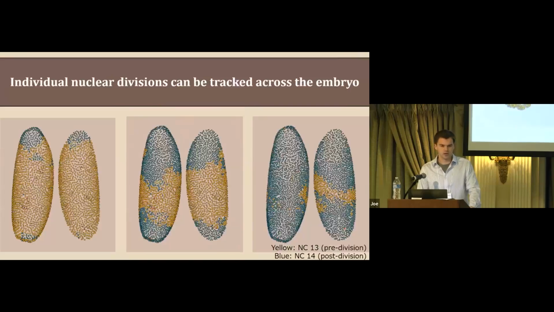I have a couple of freeze frames of this very last wave. And what I want you to remember here is that there's not exactly a perfect wavefront, but you can see this trend of nuclei that start dividing. So yellow here is before divisions, and blue is post-division. What you can see is that these waves of division start at the poles and move inwards.